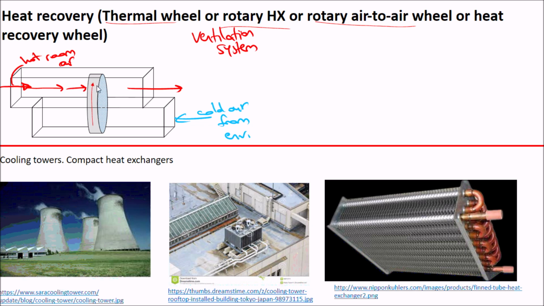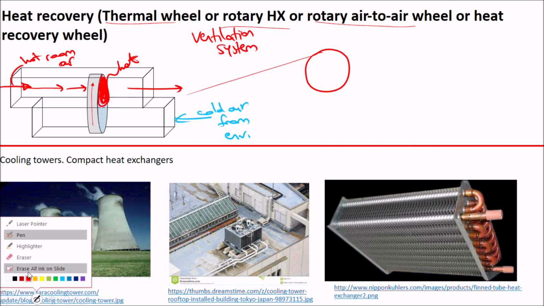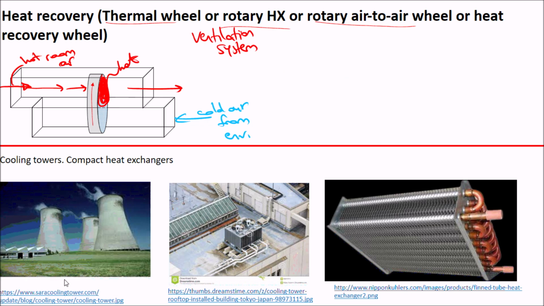This hot air that leaves the room heats one part of this wheel. This part of the wheel becomes hot, and you can see here there are lots of fins. If you look at the top view of this heat exchanger, you can see that there are lots of fins here.